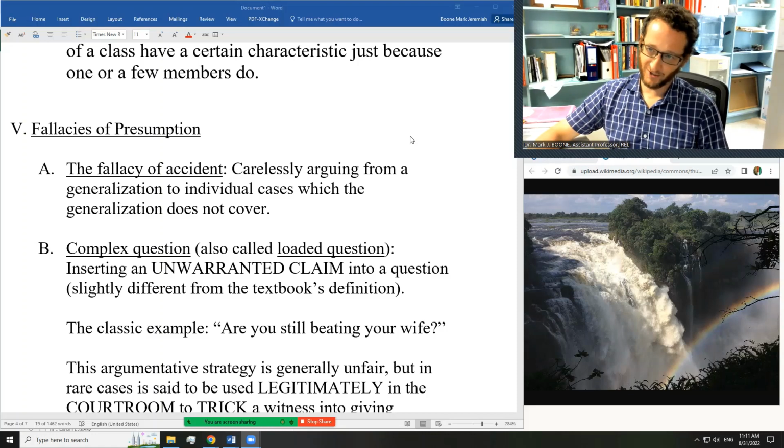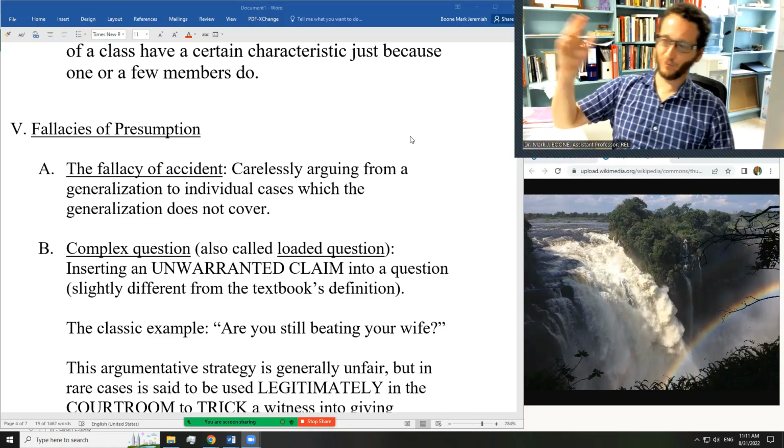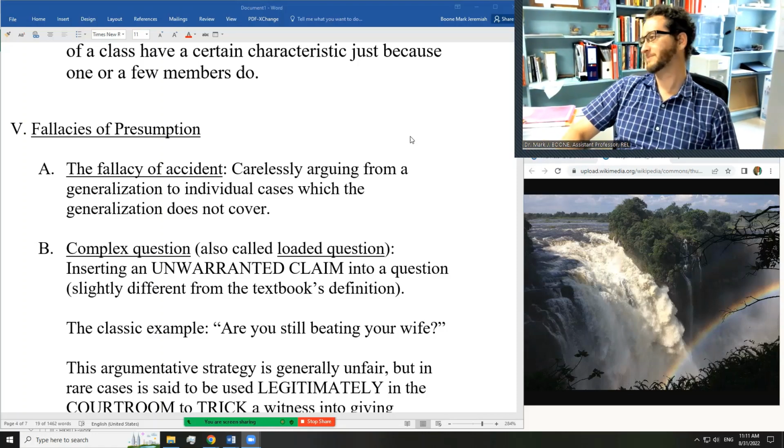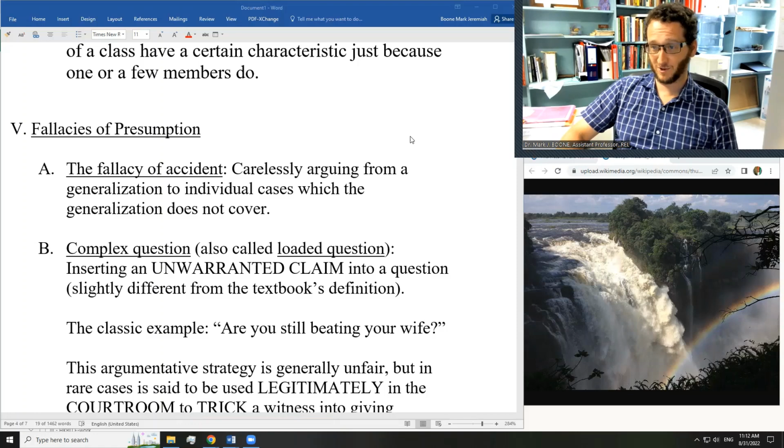Most politicians are corrupt. Therefore, George Washington is corrupt. You could make a generalization about politicians. Probably a strong majority of them are indeed corrupt. But that's not a rule that covers all cases.